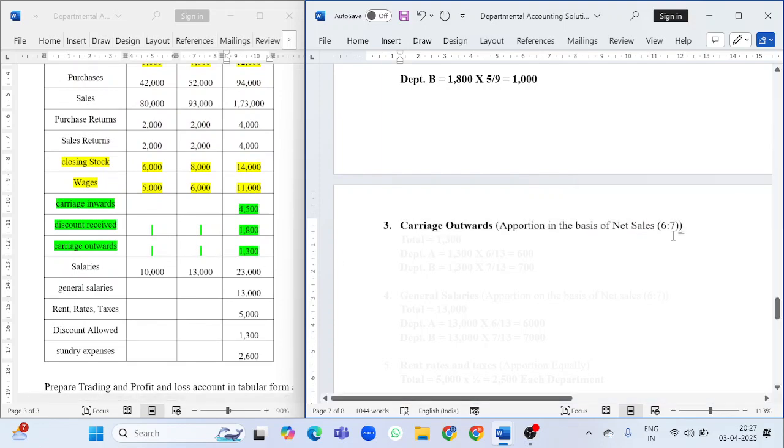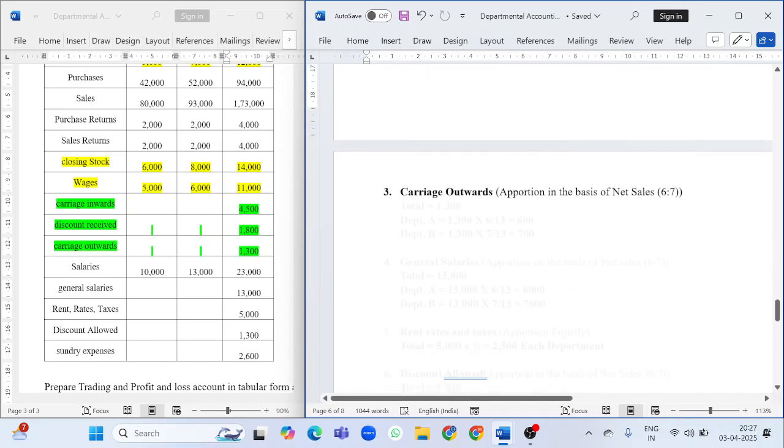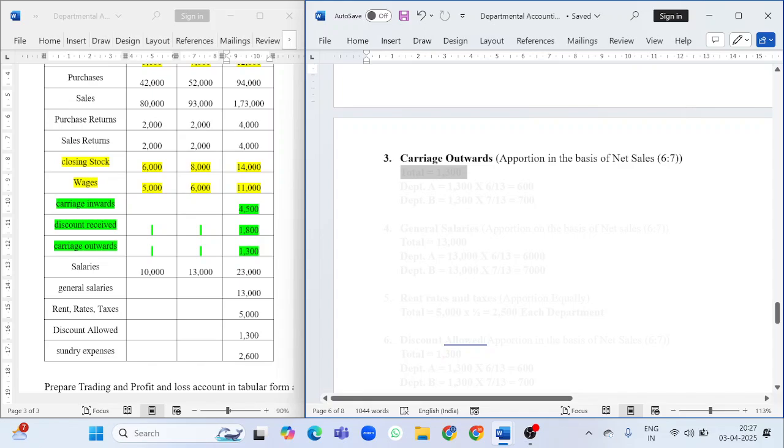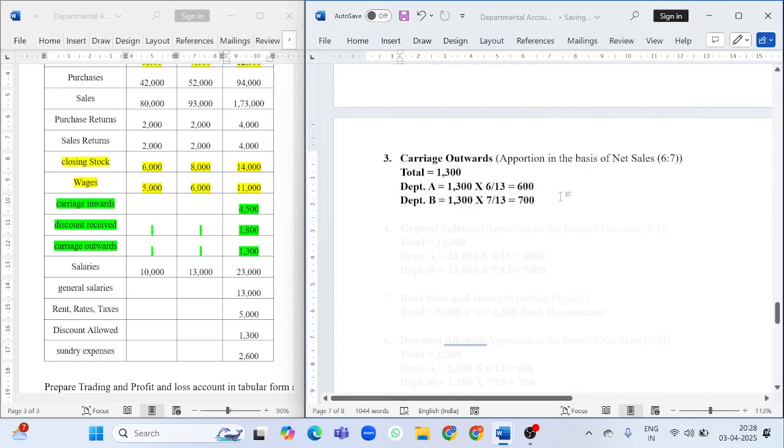And the rule says that we have to divide or apportion the carriage outwards expenses on the ratio of net sales. So at the top here we have found out the ratio of net sales. The ratio of net sales is 6:7 and the total is 13. So we will be dividing in that particular ratio. What is the total carriage outwards mentioned in the question? It is 1,300 rupees. For Department A, it will be 1,300 into 6 by 13, we will get 600 rupees. And for Department B, it will be 1,300 into 7 by 13. You will get 700 rupees.